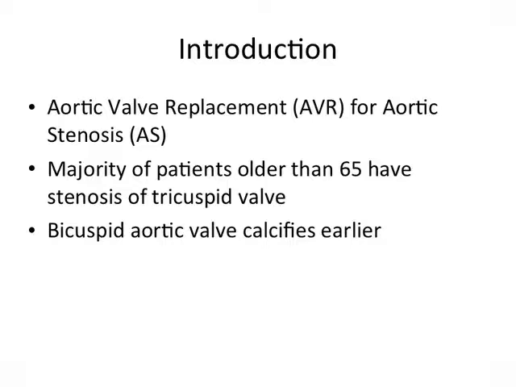Aortic valve replacement for aortic stenosis is a very common cardiac surgical procedure in patients older than age 65, probably second most common behind coronary artery bypass surgery. The majority of patients older than 65 who present with aortic stenosis have atherosclerotic changes associated with a tricuspid aortic valve. But as discussed in the September 2011 Open Anesthesia intraoperative TEE case of the month, patients with a bicuspid aortic valve tend to have abnormalities of the valve that cause early calcification and stenosis.